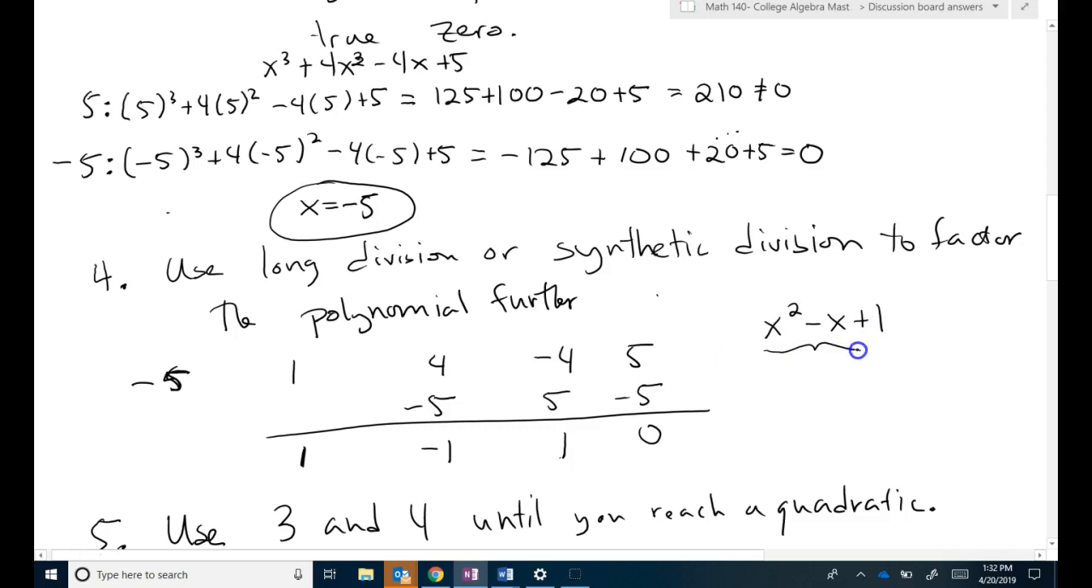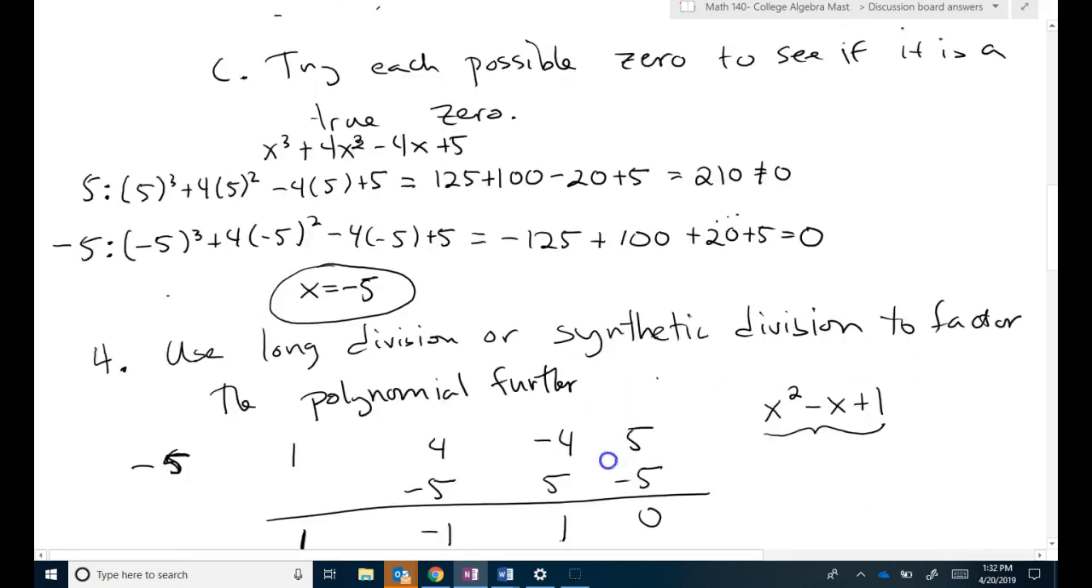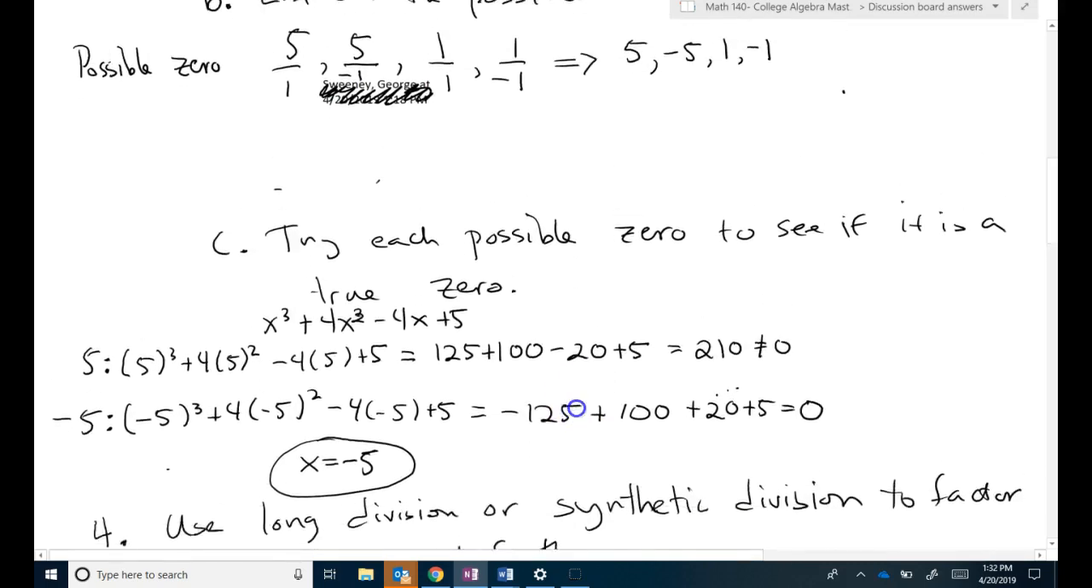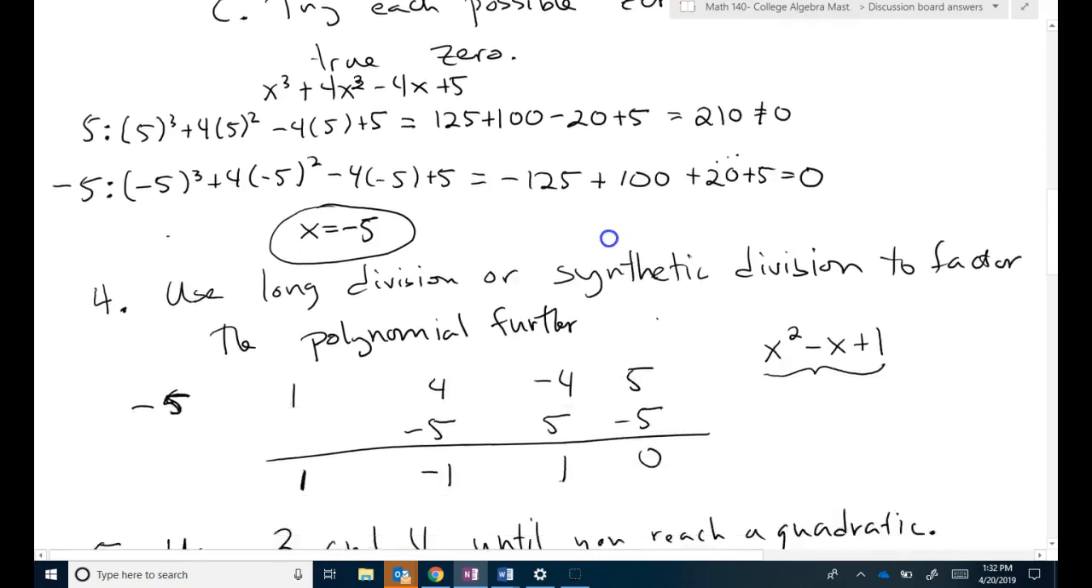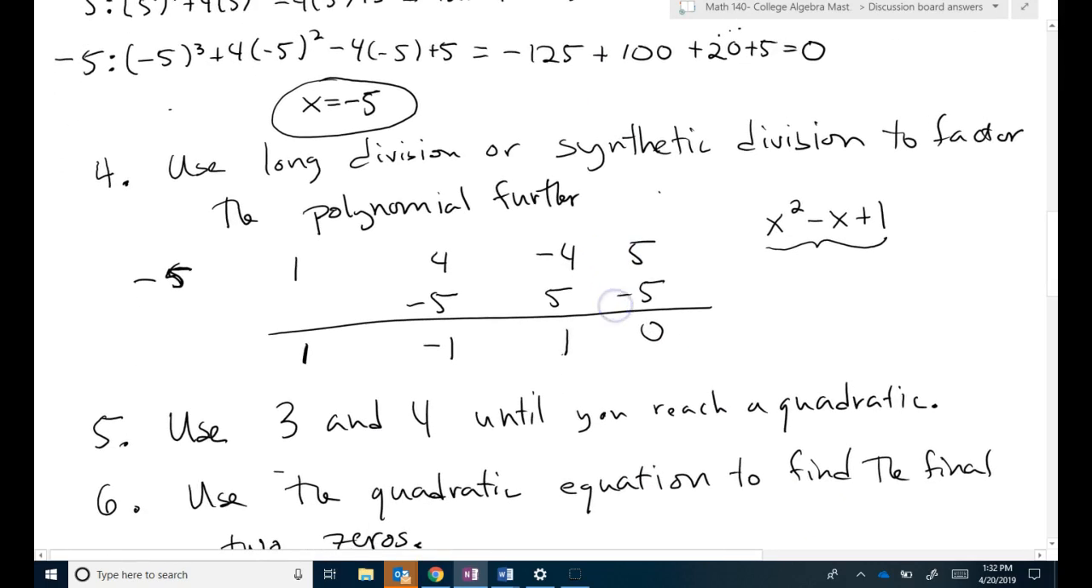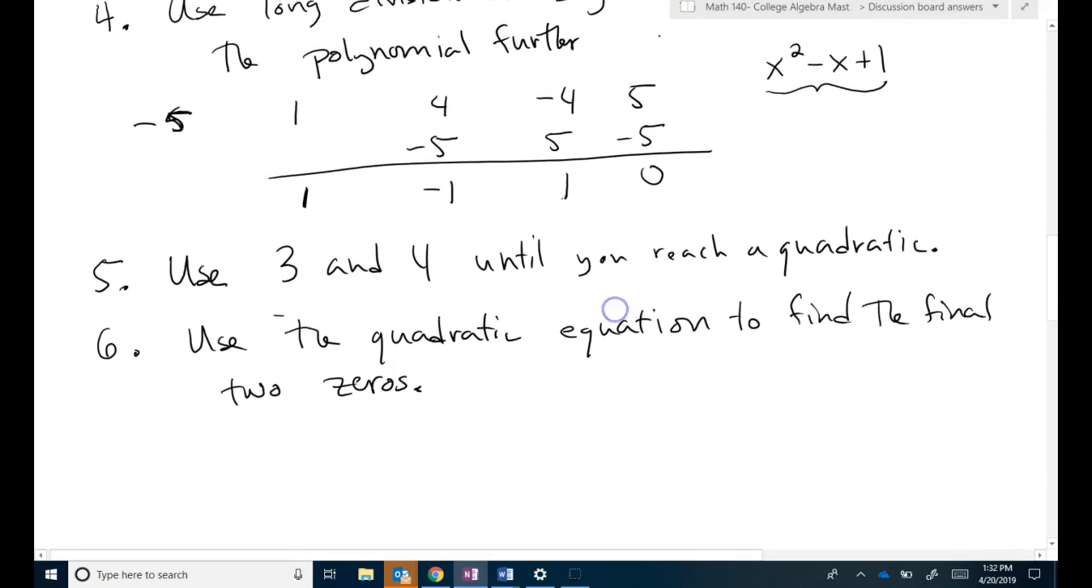Okay? Now, what we'll do is we'll continue to use numbers 3 and 4. That is, we'll use rational zeros to go through and find a 0, and then we'll use either synthetic division or long division to factor the terms until we reach a quadratic. Because once we reach a quadratic, then it's really quite easy to work with. Okay, then we can just use the quadratic equation. And this is just the fastest way of going about factoring these polynomials.